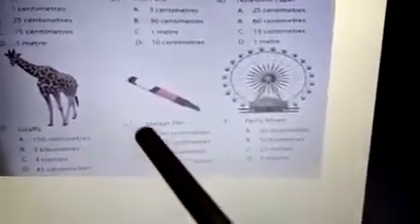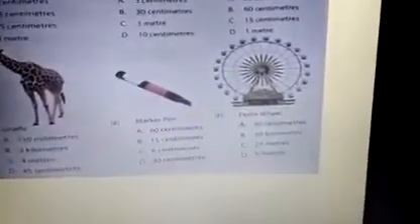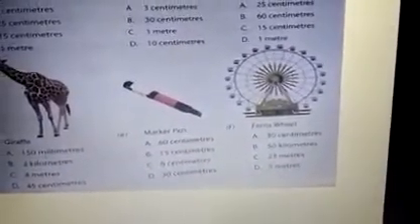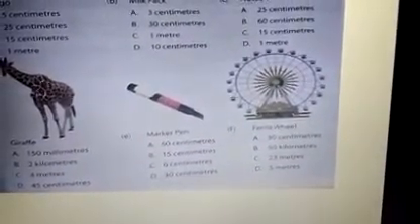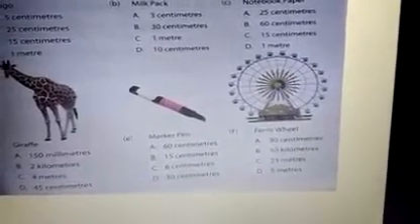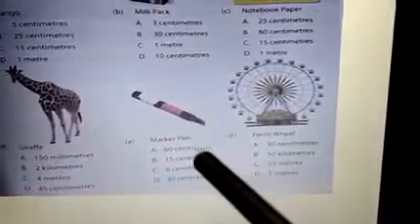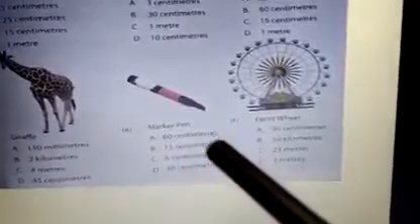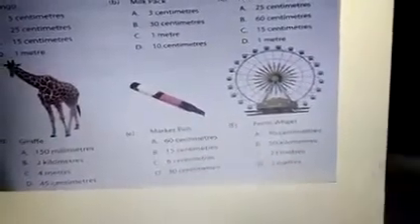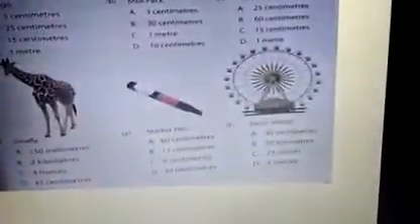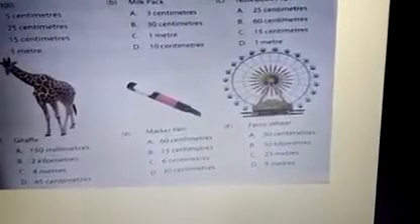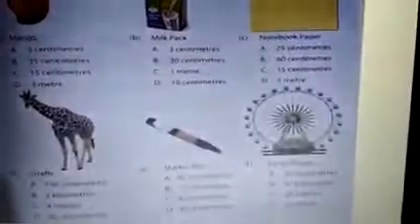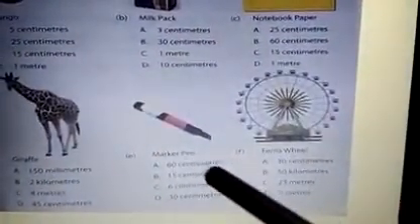Now come, look at the marker pen. You know the marker pen? It is the same size as a pen. Pen, how much? It is 60 centimeter, 15 centimeter, 6 centimeter or 30 centimeter. I think 15 centimeter is the correct answer. This is the scale. My scale is 15 centimeter. So the pen is the same as a scale. So 15 centimeter is the correct answer.